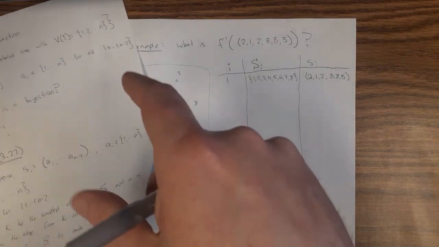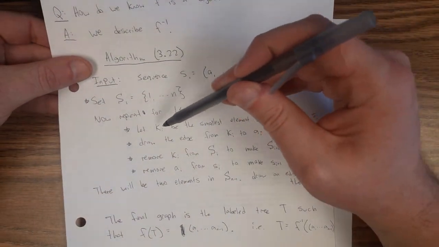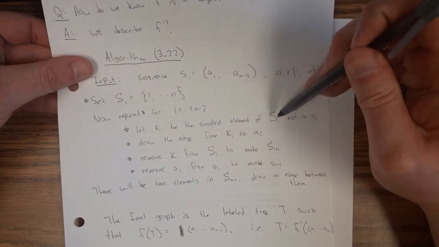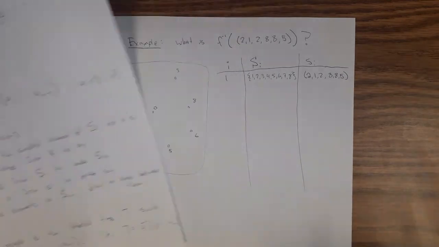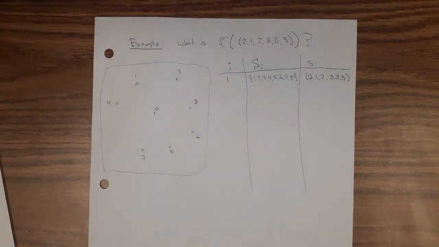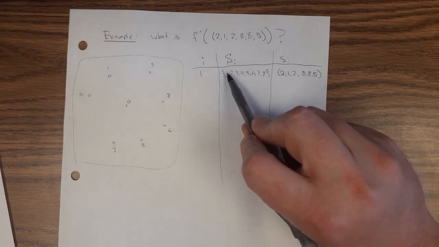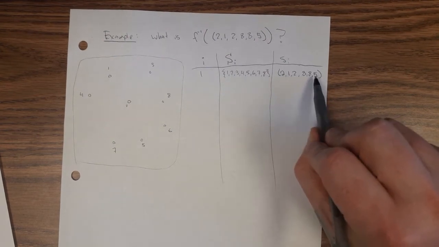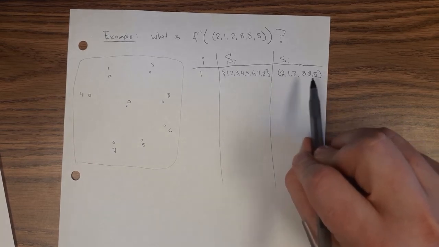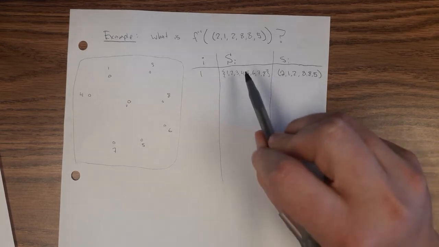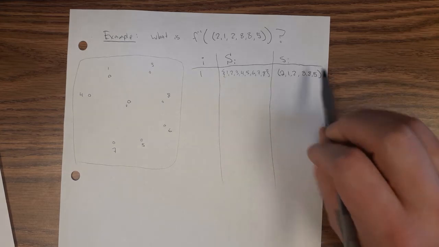And then what do the directions say to do? The directions say to find the smallest element of the set big S that's not in the sequence little s. Okay, well, 1 is in here, 2 is also in here. I'm looking for the smallest thing that isn't in here. 3 is the smallest thing that is not in here.